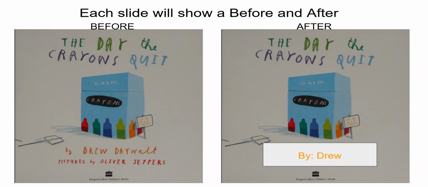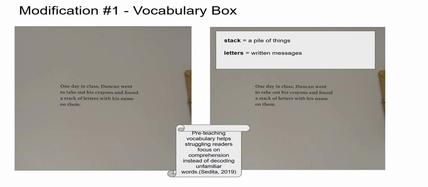So on each slide, I'll have the before and then the after of how I would modify it. On this first one, you can see that I took away the full names and then I just said by Drew. And then modification number 1 would be adding a vocabulary box. So on this page, just at the top, putting in the modification box.